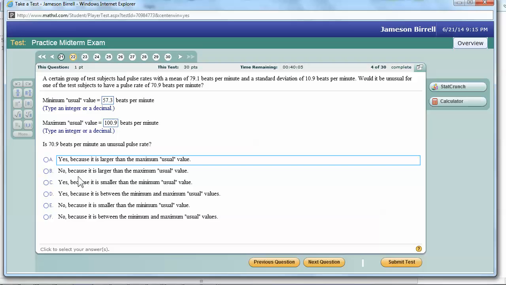Okay, so the choice is all the way down here at the bottom. No, it wouldn't be unusual because it's between the usual max and the usual min values. Sometimes you have to keep yourself really busy paying attention to whether they asked if it was unusual or whether they asked if it was usual when you go to say the yes or no part. But I'm sure you guys already know that. You've been doing the homework for a while.